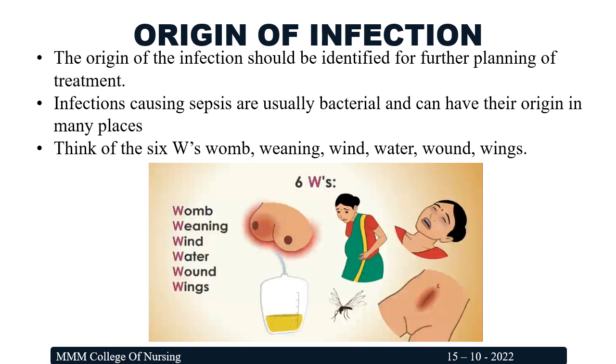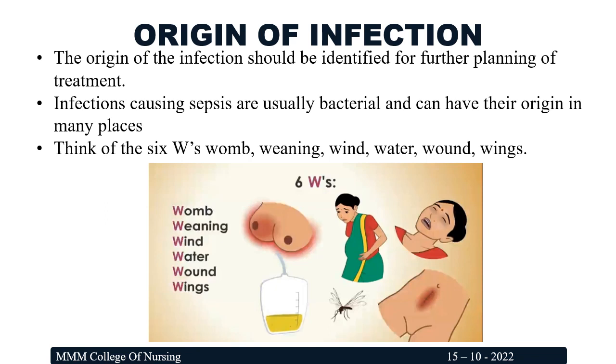Women with the fever. Only if you identify the causative agent will you be able to settle the fever. You will be able to cure the disease. Okay. So how are we going to identify the cause? The origin of infection should be identified for the further planning of treatment. Infections causing sepsis are usually bacterial, and can have their origin in many places.